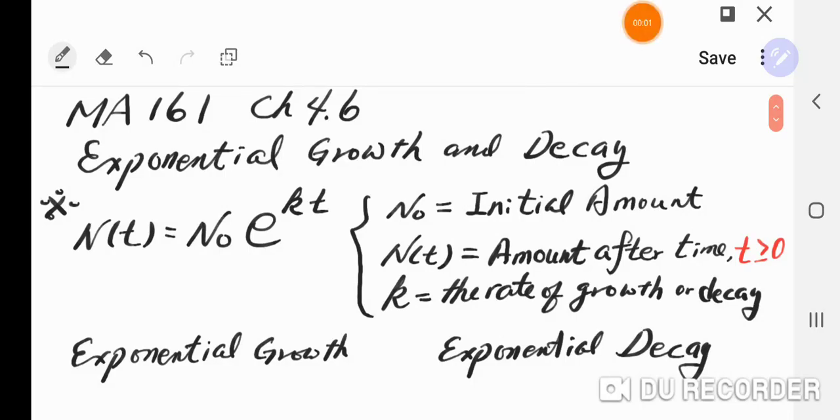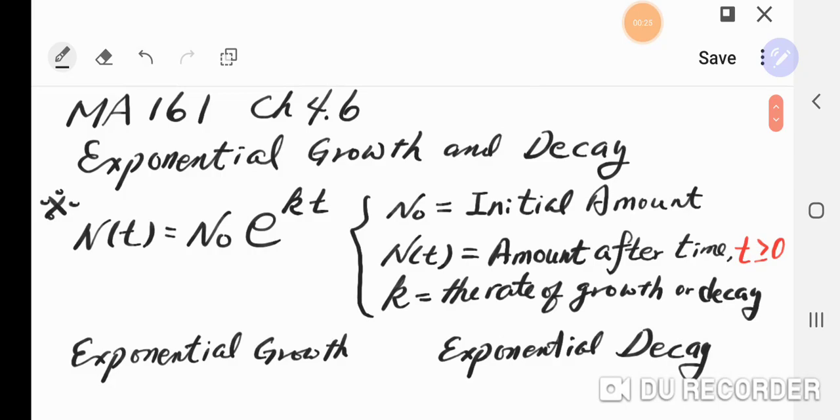Chapter 4.6, exponential growth and exponential decay function. Okay, we have a function. Let's use N of t instead of f of x. So let's say here is an equation: N of t equals N0 times e to the kt. Okay, in this case, N0 is the initial amount.